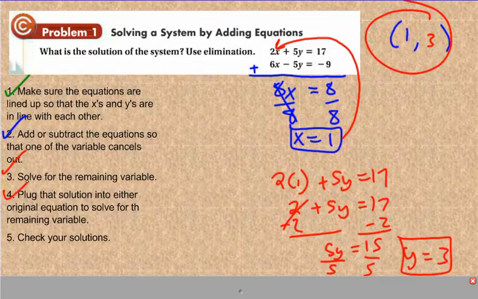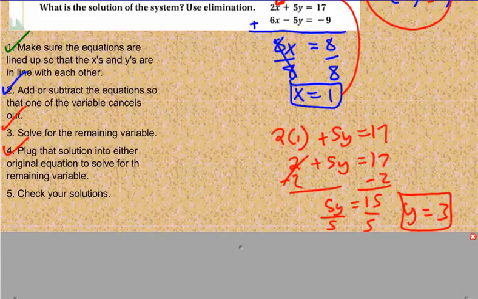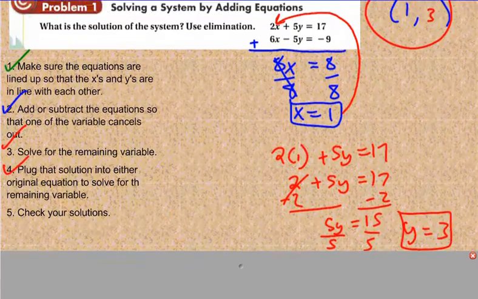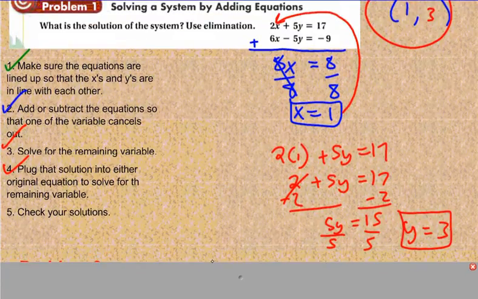Step 4, check. Now remember, you really should be checking your solutions. So if we want to make sure we're doing it right, we got to plug them in for the x and the y in both equations and see if the equations are true. So let's look at the first one.